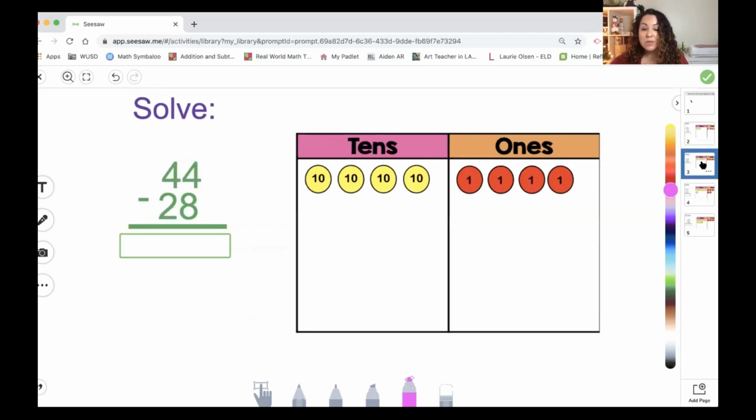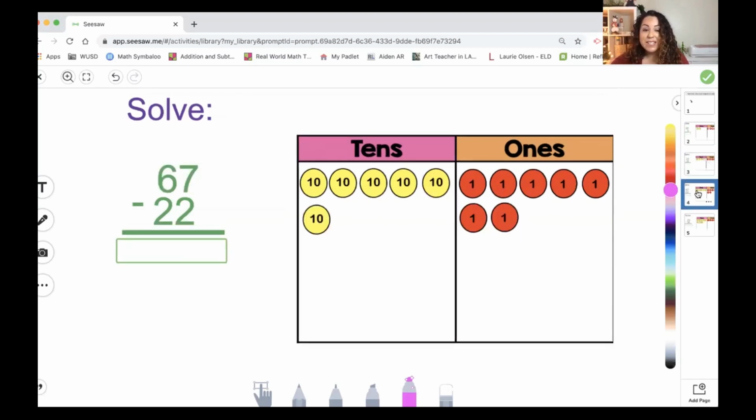And then the next one is 44, take away 28. Now you notice that you have more ones to take away. So I want you to show me that you would rebundle. Just draw a line there and then draw your new ones. And when you draw your new ones, you can just draw a new one kind of like this. And remember to draw your new ones and then just kind of tell me what you have left.